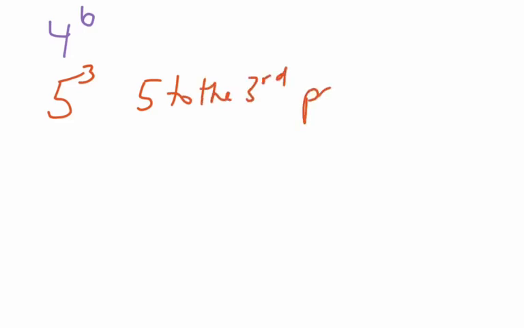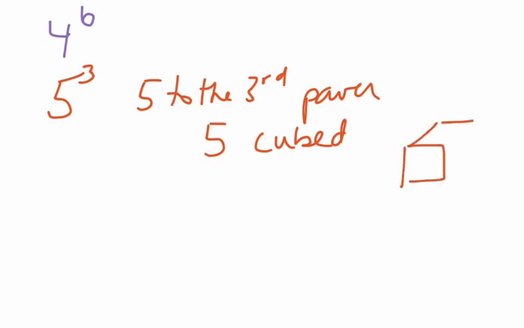Then you could have something like this. Now there are 2 different ways you could read that. You could say 5 to the 3rd power, or we actually have a shorthand for that. We would say 5 cubed, and there's an actual reason for that. It actually has to do with a cube. Not that that's a great cube. That's more like a rectangular prism, but we're not going to pick that apart.